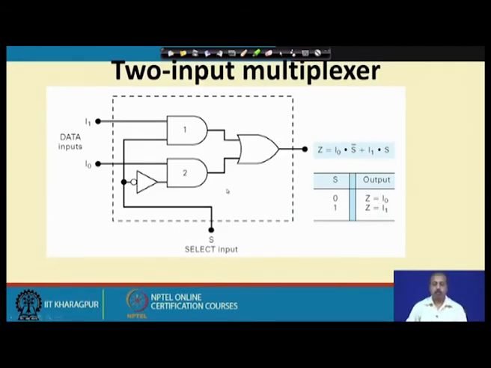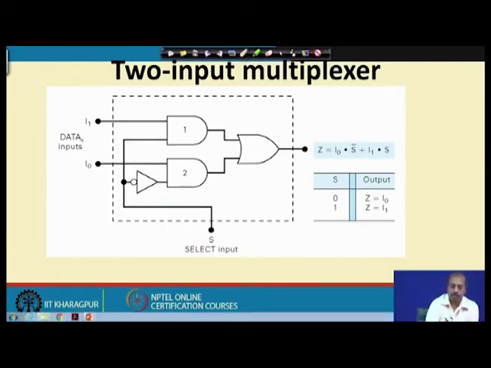So, we start with a two input multiplexer. So, how to realize a two input multiplexer? When I say two input, this 2 corresponds to the data inputs. Okay. So, two input immediately tells us that the number of select lines that I will have is only 1. So, it is like this.